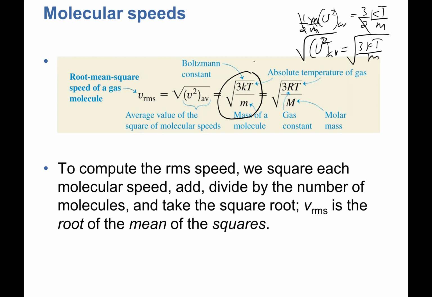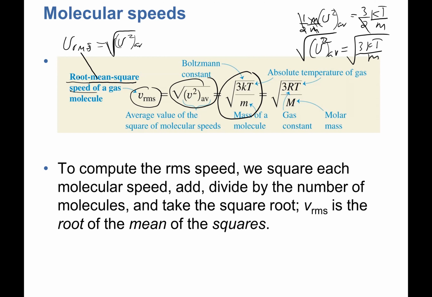The square root of 3kT over m is equal to the square root of the average of v squared. Now we define the square root of the average of v squared to be the root mean square speed of the gas. So we write this as v_rms. That means this v_rms is the root of the mean squared, which is basically equal to the square root of the average of v squared. So that's the root, the square root of the mean squared.